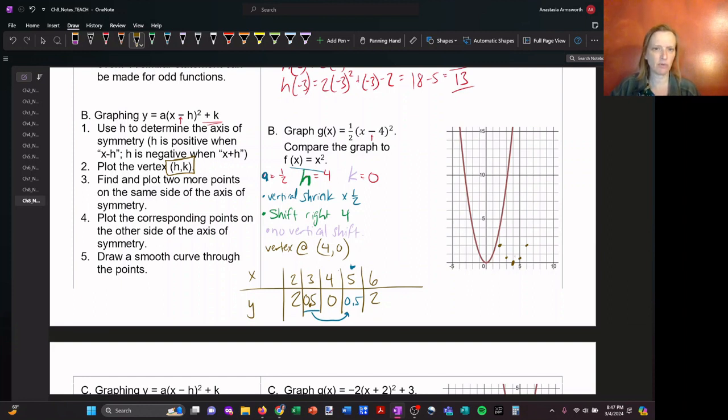So I'm going to test a point a little bit further out. I'll test 0 on that side and 8 on this side. That gives me an output value of 8 and 8. So I'll plot a point here and I will plot a point here, and that will help me draw a better parabola, hopefully. Apologies in advance for this probably not being the best. Okay, and that's the graph of the function g of x.